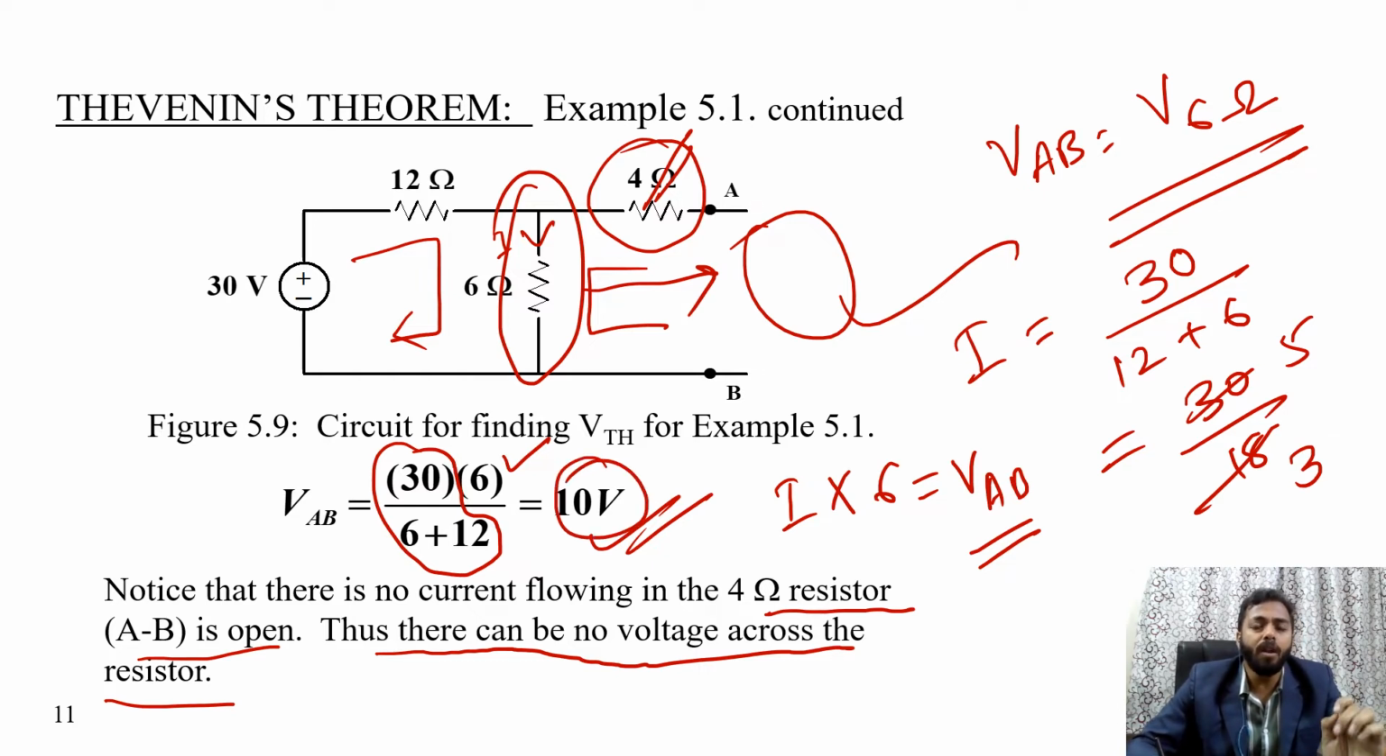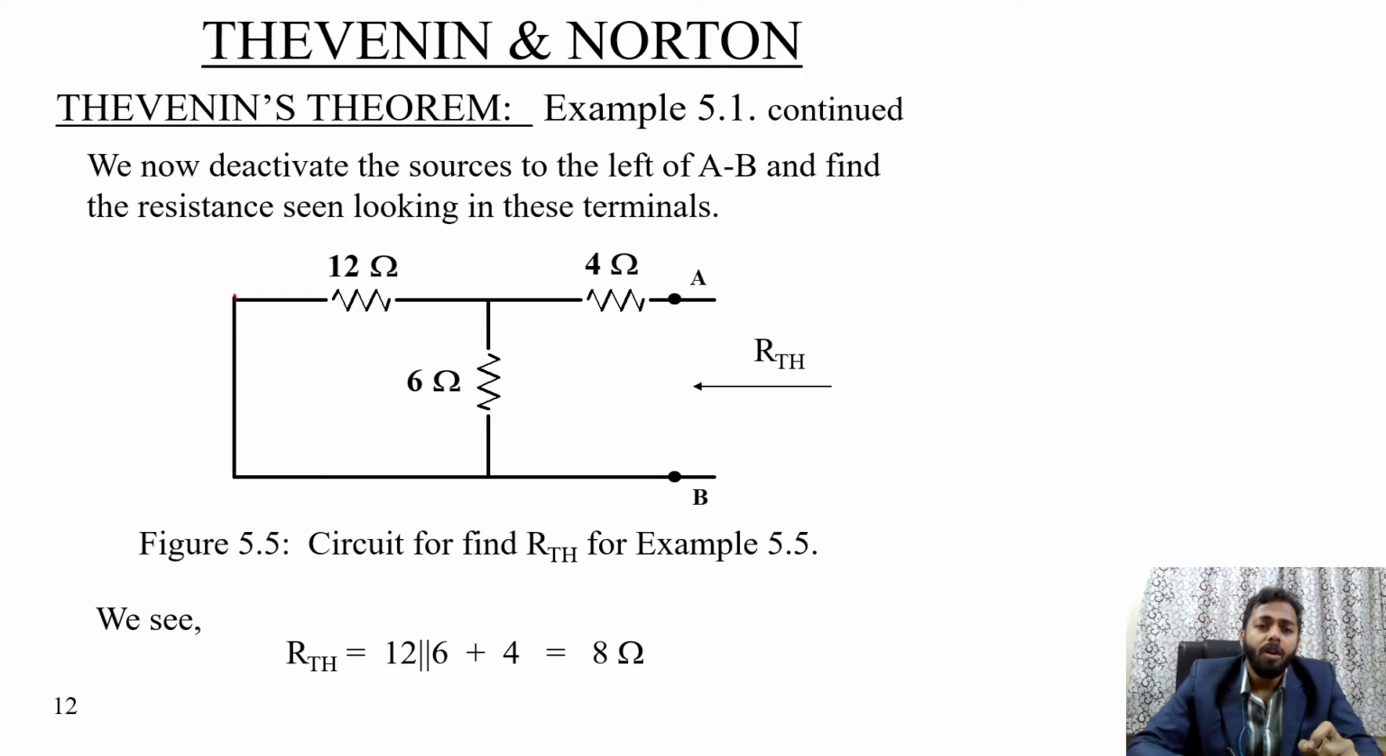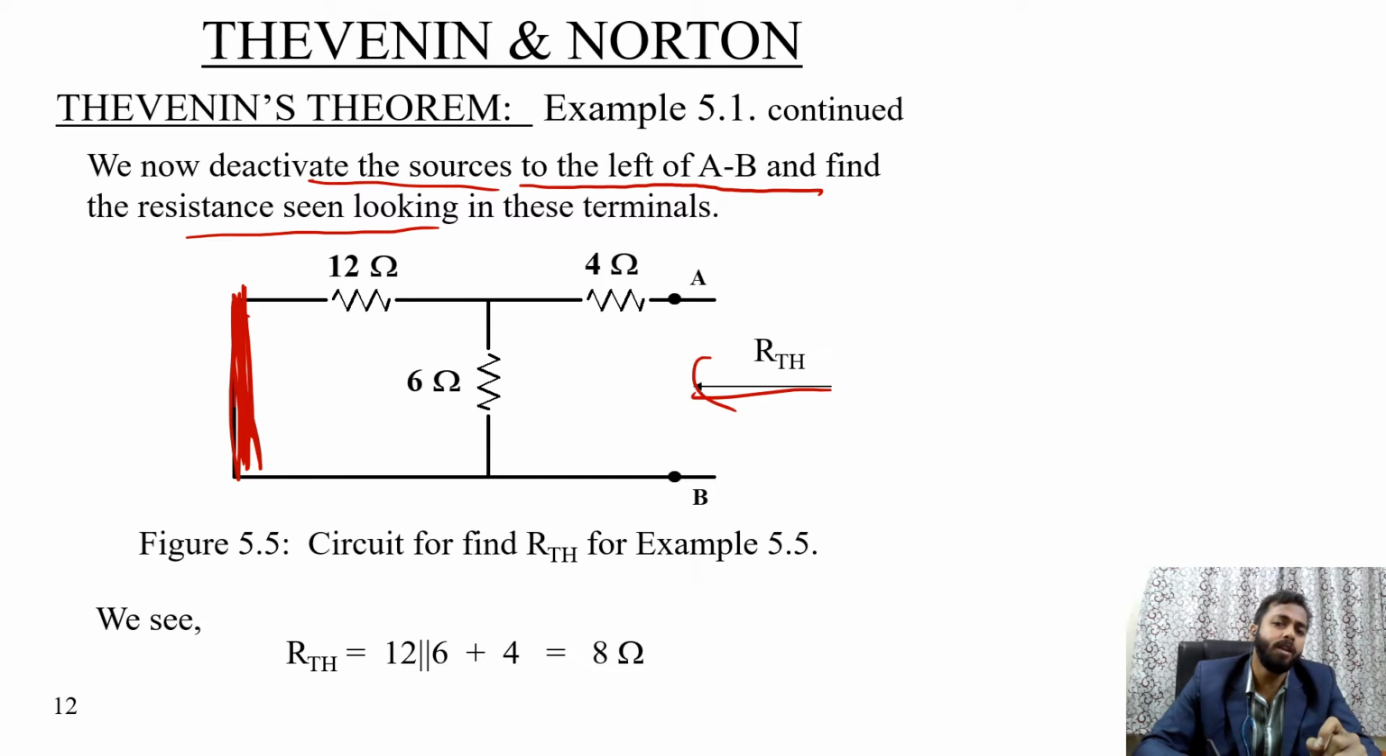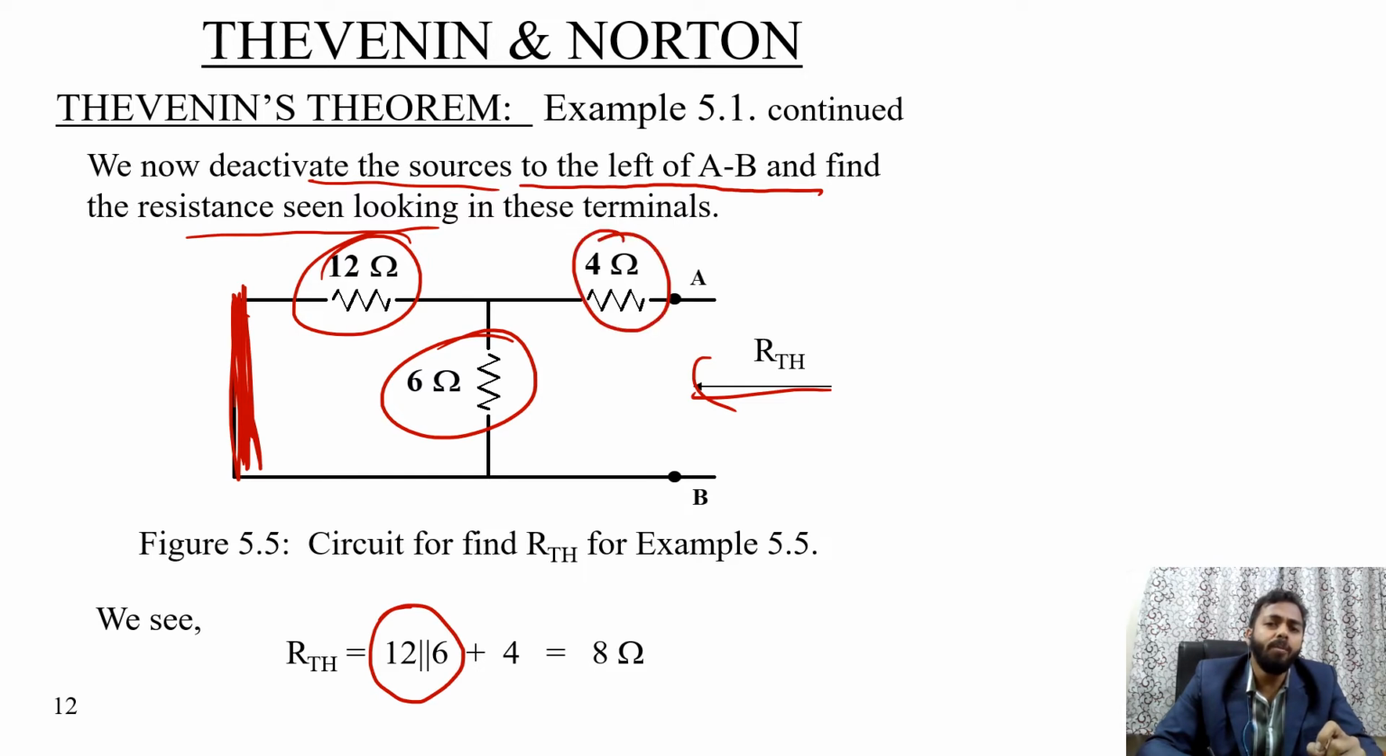So now you have to find out the Thevenin's resistance. For that you have to deactivate the voltage source. So now we deactivated the voltage source; we are just short circuiting the voltage source here. You can see that we deactivate the source to the left of A and B, and we find the resistance. Now if you look at the resistance from this side, the 12 ohm and 6 ohm are in parallel, and that is in series with the 4 ohm resistance.